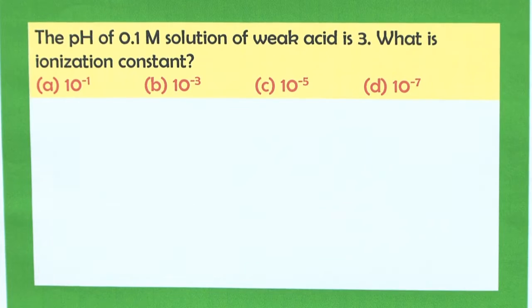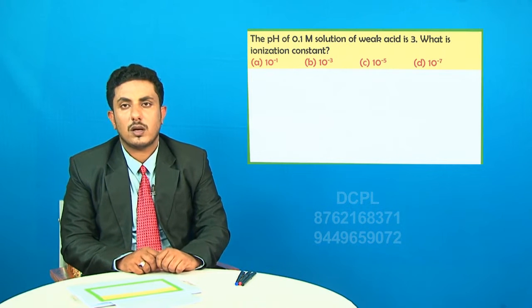Students, the next question is, the pH of 0.1 molar solution of weak acid is 3. What is the ionization constant? Option A 10 to the power minus 1, option B 10 to the power minus 3, option C 10 to the power minus 5, and option D 10 to the power minus 7. You need to calculate the ionization constant in this.